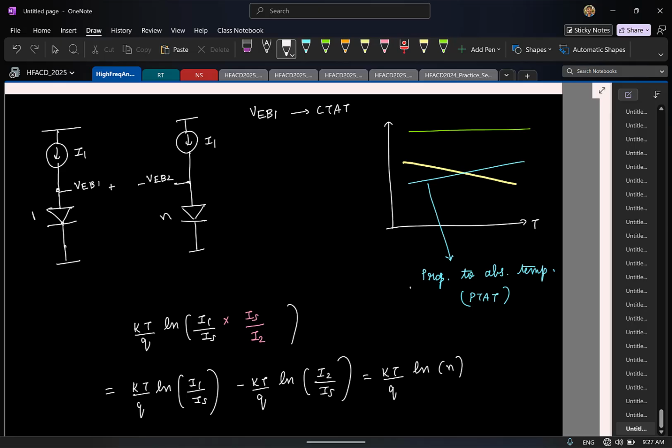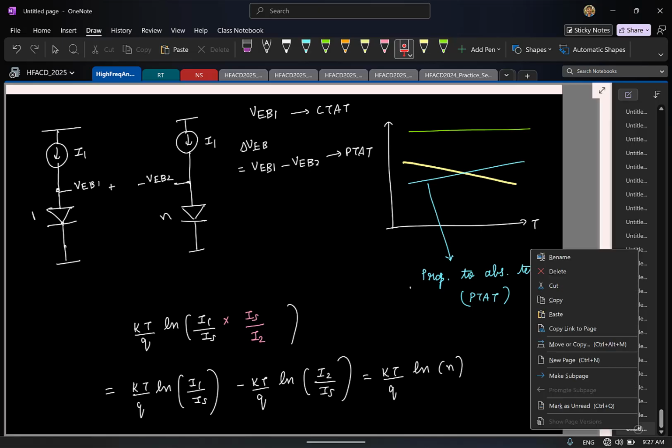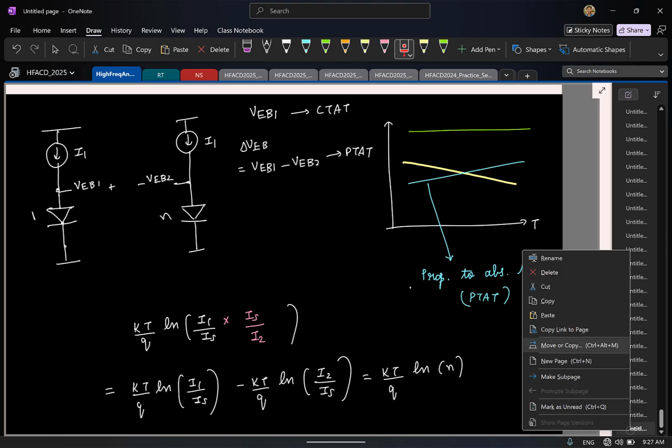that has a PTAT behavior, and if I have a voltage obtained as the difference of two diodes, I'll call it delta VEB, which is essentially VEB1 minus VEB2, that has a PTAT behavior. So now to get a constant voltage, what should I do? I should add these two with a proper scaling factor so that the slopes of the two curves exactly cancel. So let's see what we can do. Let me take it to the next page.